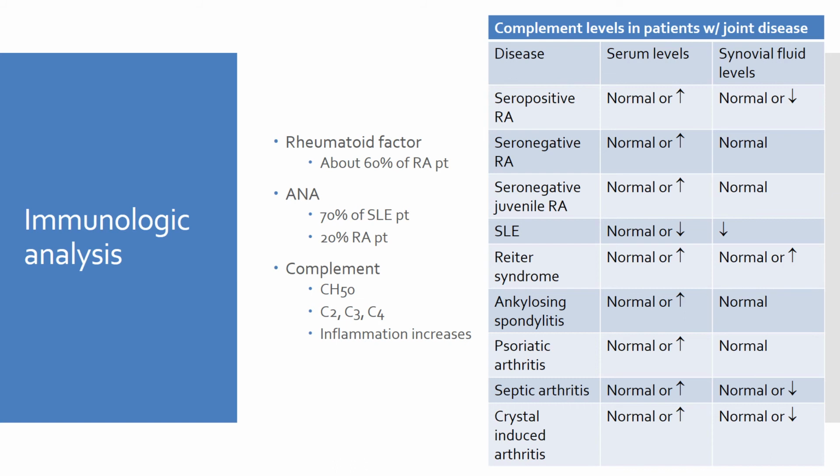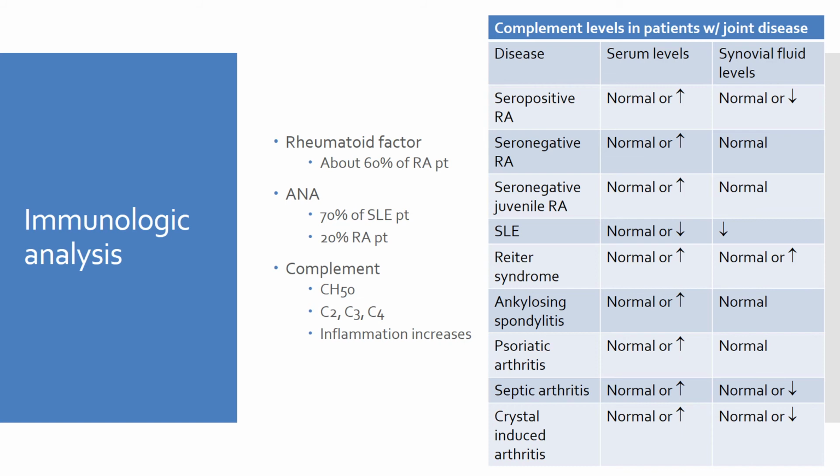So that would mean that the serological tests that we would do on the fluid, not on the plasma, but on the fluid, would include rheumatoid factor, an anti-nuclear antibody, or a complement level. And the levels of these have been shown to be altered in certain diseases.